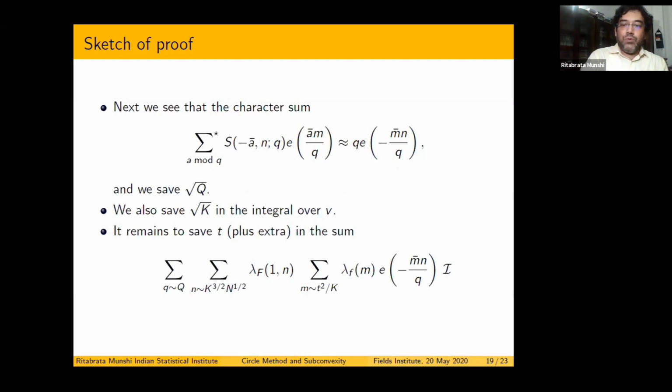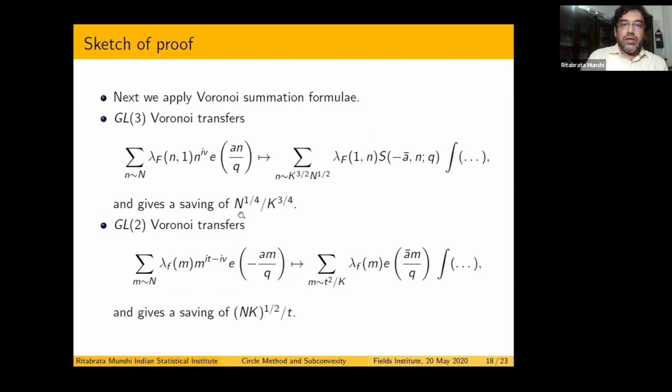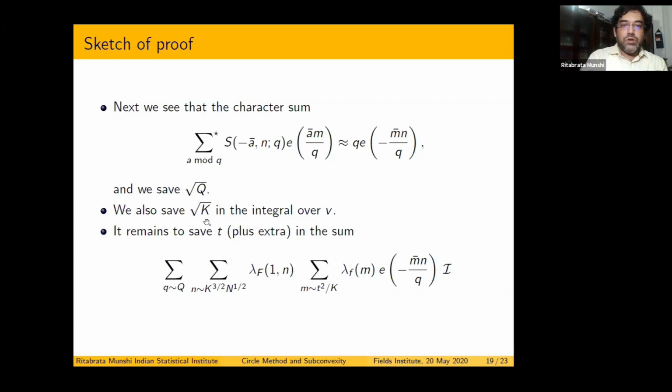All right. So if you're keeping the account, here you have saved this much, here you have saved this much, and now you have saved square root of Q and square root of K. If you put everything together and recall that you wanted to save N and something extra, it now remains to save T and something extra after all this work. And the sum that you ultimately get looks like this. So we have the Q sum from the circle method, this is the dual N sum, the dual M sum, and there is some integral transform which will be oscillating like K. Right? So that we need to save T.